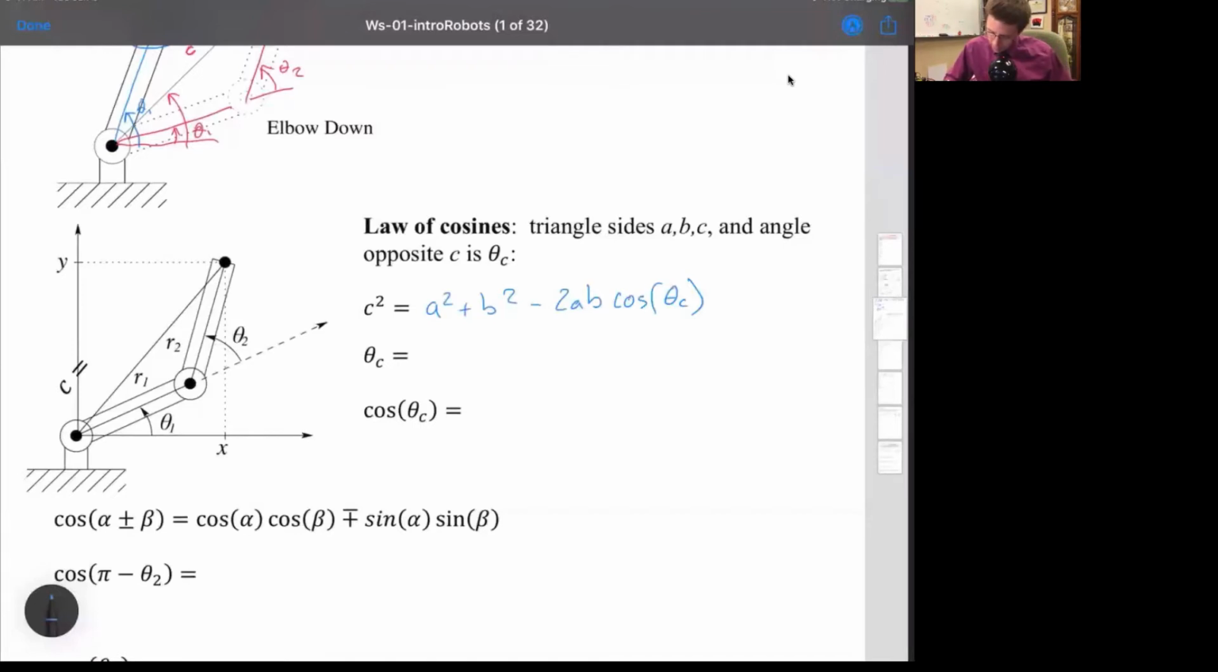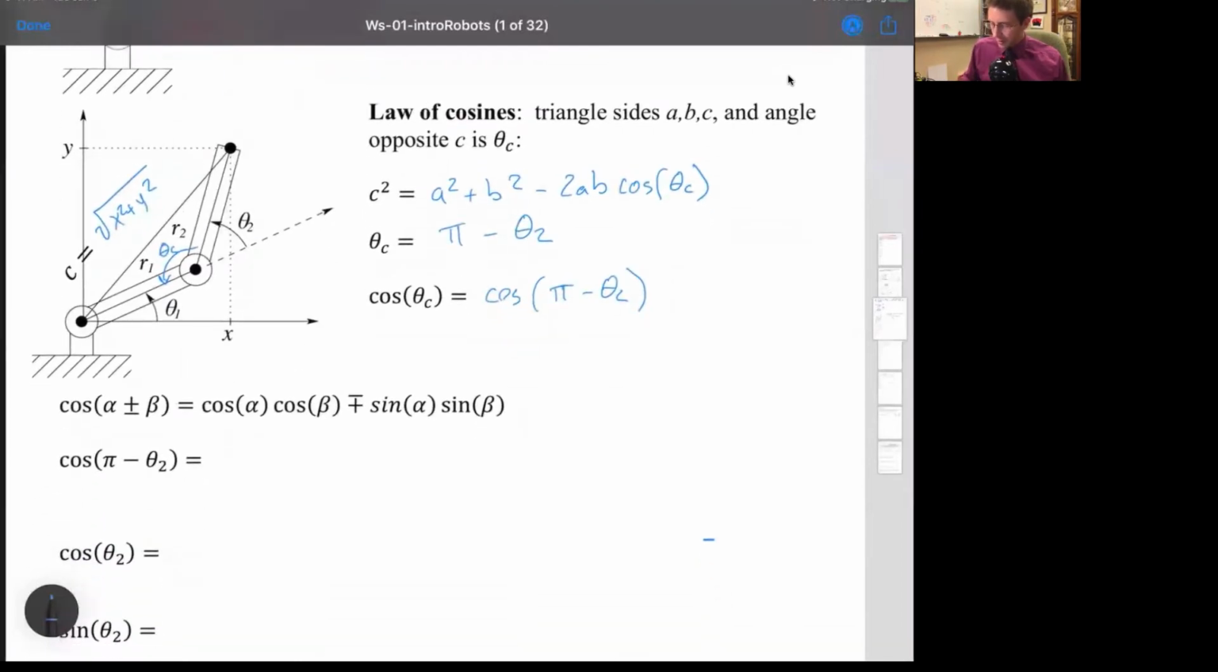And then we want to know, what is this total distance C from here to here? Well, Pythagoras can help us out with that. This is the square root of x squared plus y squared. We also want to know theta C. We're given theta 2, but we're not given theta C, this interior angle. But that's easy to find out, because the total angle for a straight line is pi, so it's pi minus theta 2. And so the cosine of theta C is going to be the cosine of pi minus theta 2. There's an identity that can help us with that.